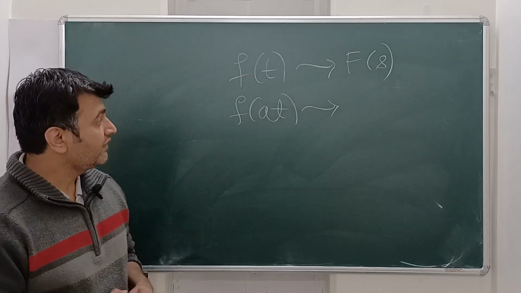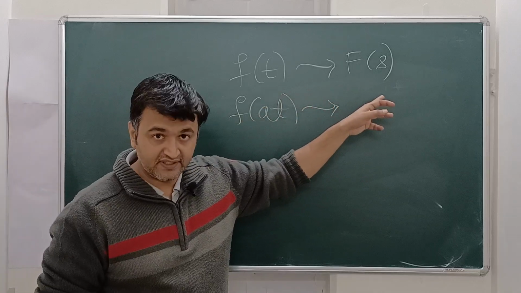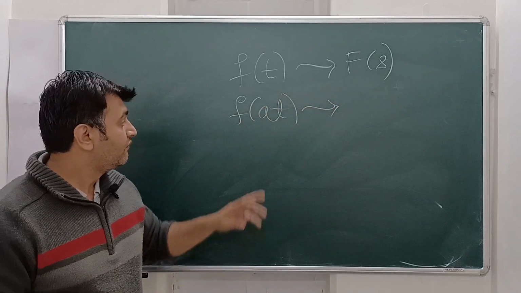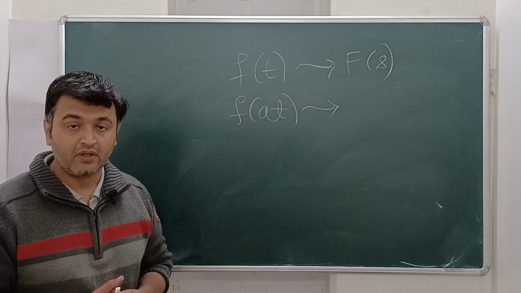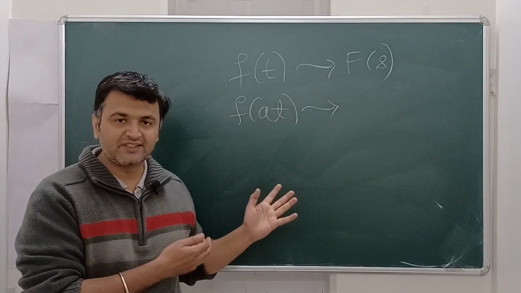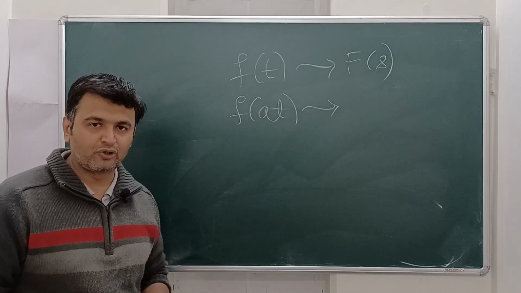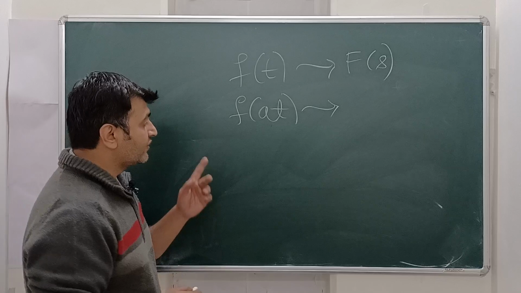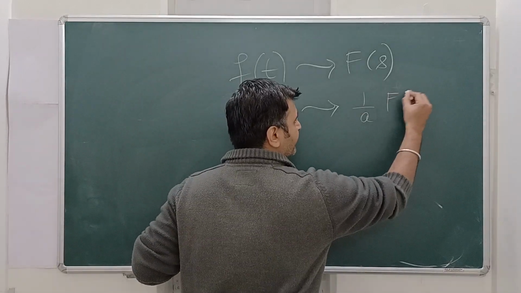Hey everyone, so today we are going to see that if you have a function whose Laplace is F of s, then the question is what can you say about Laplace of f of at, where a is any number. I came across this problem in the exercise set of a textbook, so I thought of sharing the solution with you. So we are going to see that the answer is 1 by a into F of s by a.